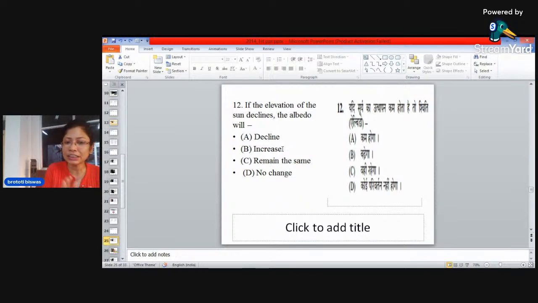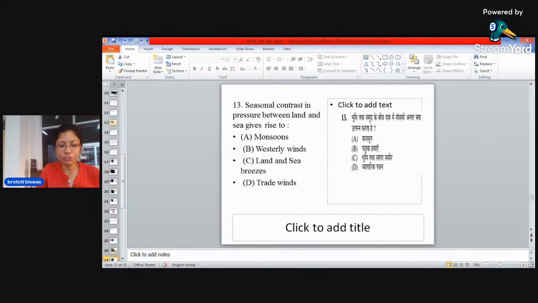You just have to remember these two things. First, remember what albedo is, because if there is a question saying albedo is reflected by the cloud, by the atmosphere, by the earth surface, or by the water surface, you must be able to answer that albedo is reflected by the earth surface. The other thing to remember is that there is a negative relationship between the sun's elevation and albedo. If the sun's elevation is declining, albedo will increase. Just this much is enough.